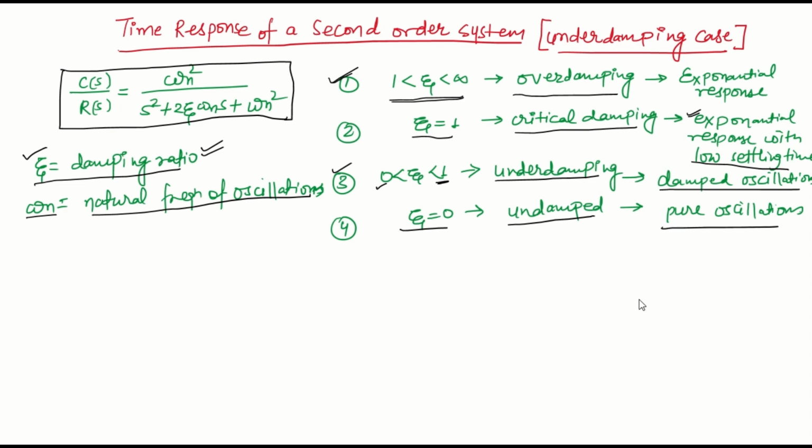Now, in this video lecture, we will discuss the underdamping case where the value of zeta lies from 0 to 1, and in this condition we will derive the expression for the output response. So let us derive the expression for the second order system in the underdamping case. We'll start with the transfer function. The transfer function of the second order system is omega n square divided by s square plus 2 zeta omega n s plus omega n square.